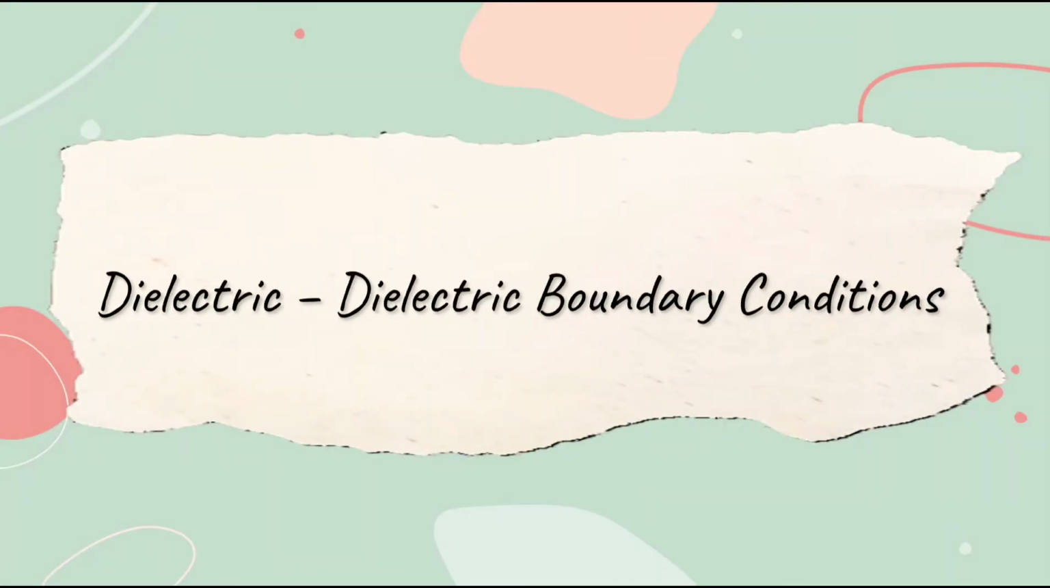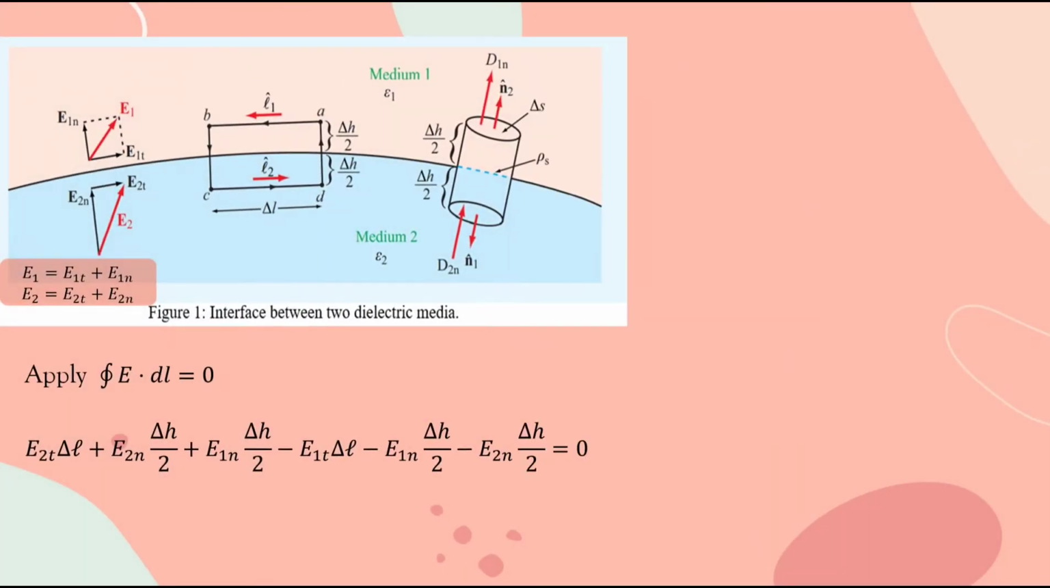Dielectric boundary conditions. Figure 1 shows an interface between medium 1 with permittivity epsilon 1 and medium 2 with permittivity epsilon 2. In the general case, the interface may contain a surface charge density rho s, then E1 and E2 can be decomposed into components tangential and normal to the boundary.